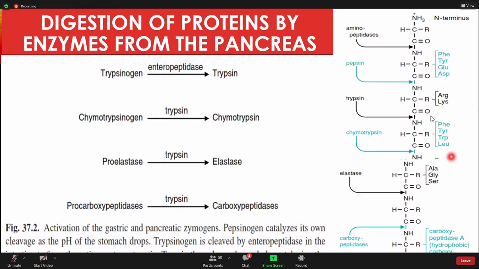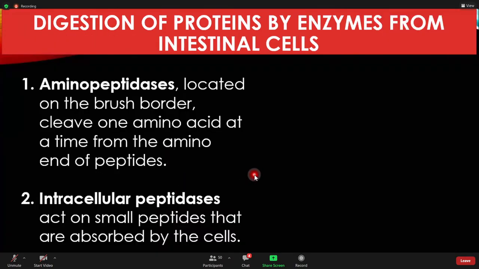But just know that the specificity is not broad and it's not that specific. What does that mean, not that specific? It means it's not specific to one type of amino acid. You could have a group of amino acids that have similar properties in order to be digested by these proteases.